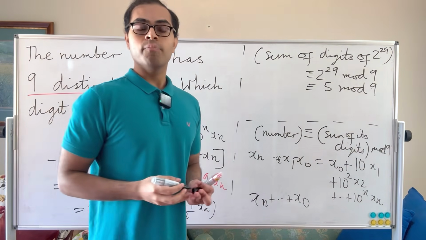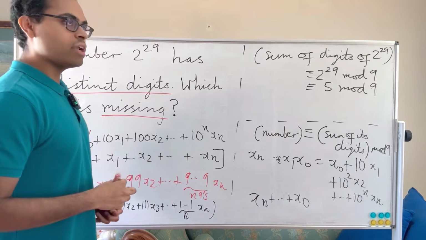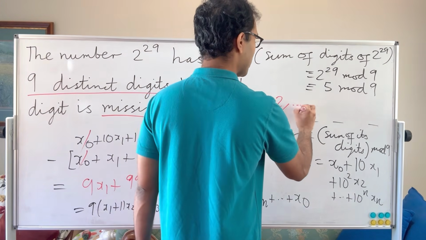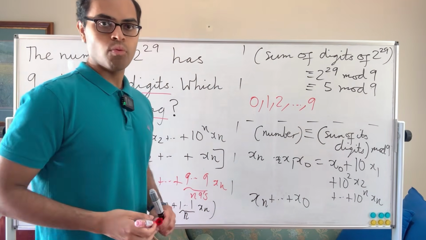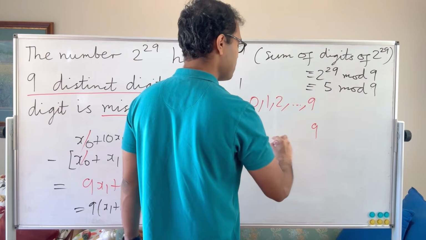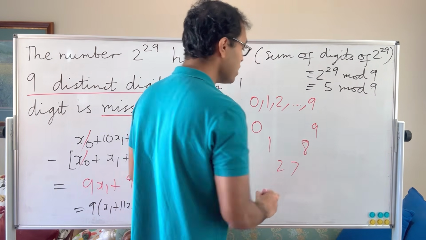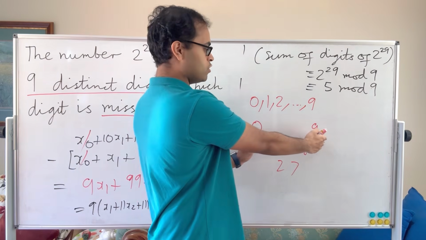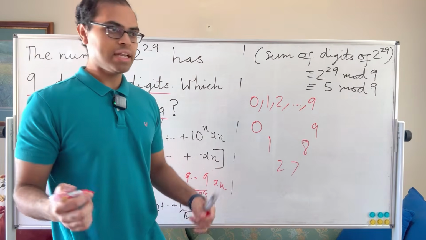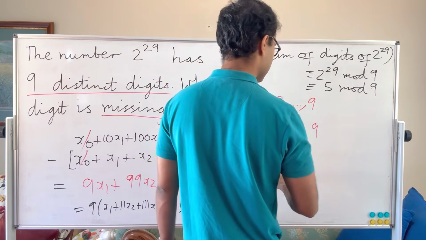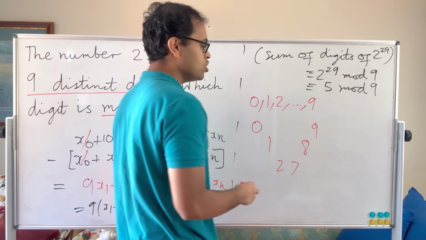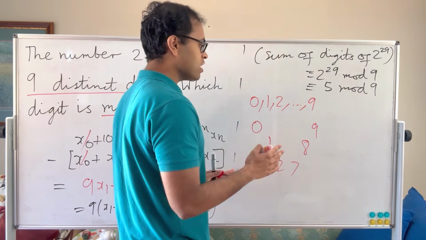Now one digit is missing, but let's think about all the digits 0, 1, 2, 3 up to 9. We don't know what is missing, but what happens when you add up all those digits? Here's a quick way of doing it. 0 and 9 pair up, 1 and 8 pair up, 2 and 7 pair up. 0 plus 9 is 9, 1 plus 8 is 9, 2 plus 7 is 9. So you're just adding up a bunch of things divisible by 9, so it's divisible by 9. Or you could just add up all the numbers, 0 plus 1 plus 2 plus 3 up to 9, and you're going to get 45, which is divisible by 9.